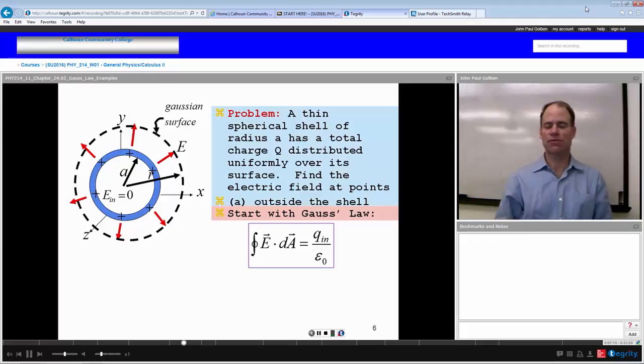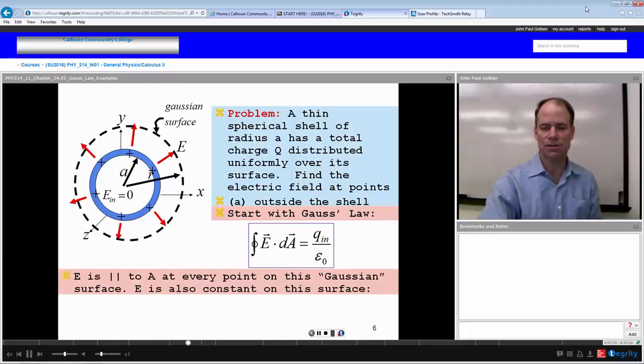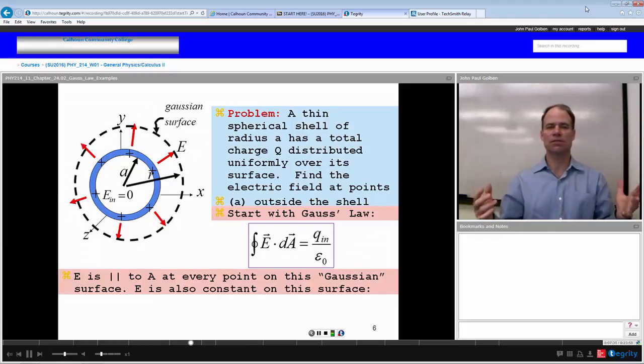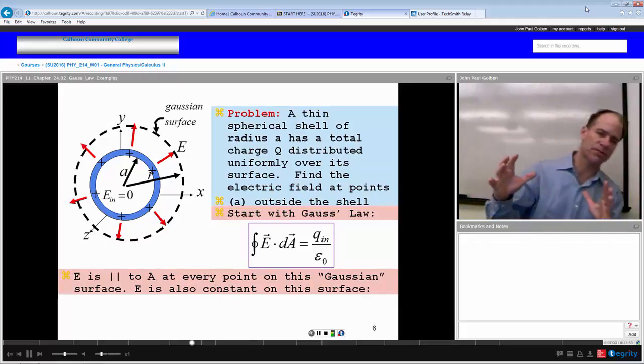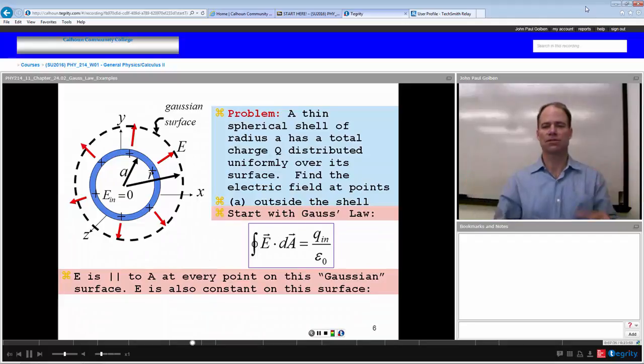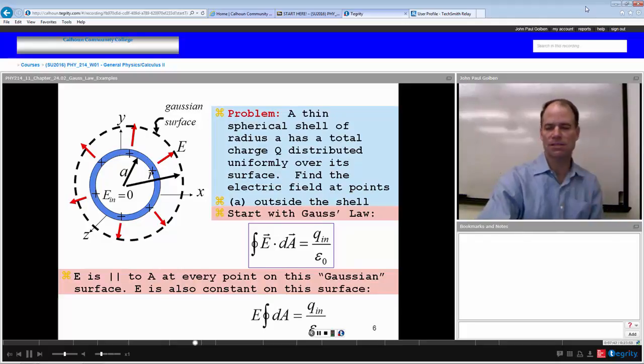Now we'll see, as before, the E field is going to be radially outward, and it's going to be parallel to the area vector everywhere on this surface. So E dot dA will be equal to E dA cosine 0. And the E field will be constant everywhere on the surface. There's no reason why, because if you look at it, it's symmetrical any way you look at it. So there's no reason why the E field would have a greater value anywhere as opposed to anywhere else. It'll be constant on the surface.